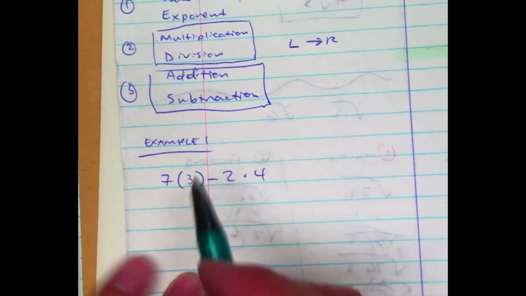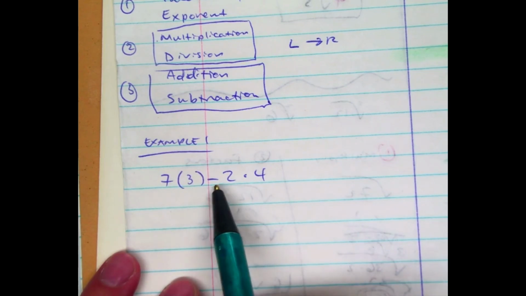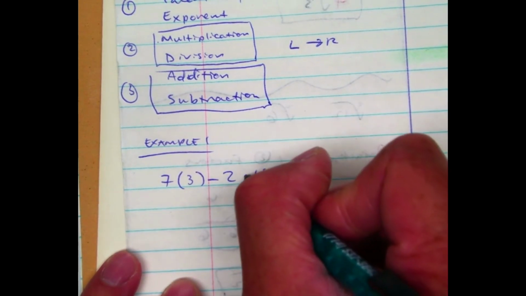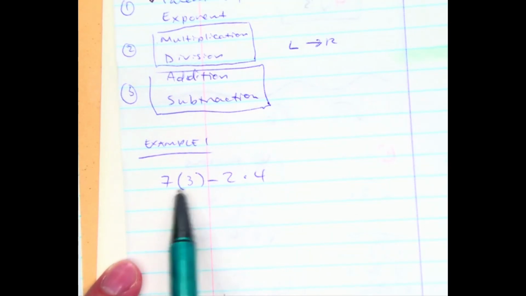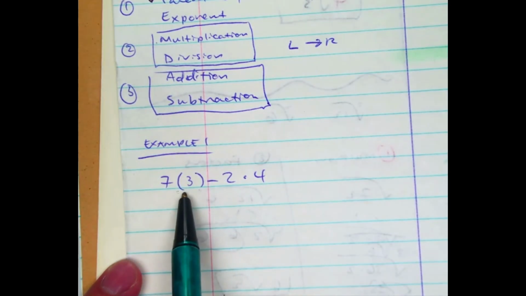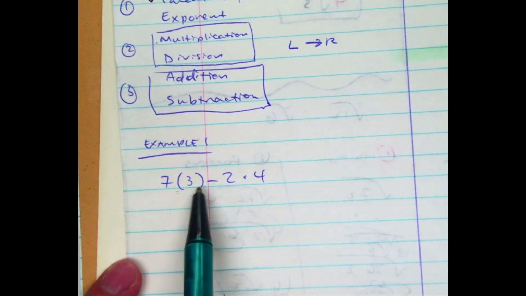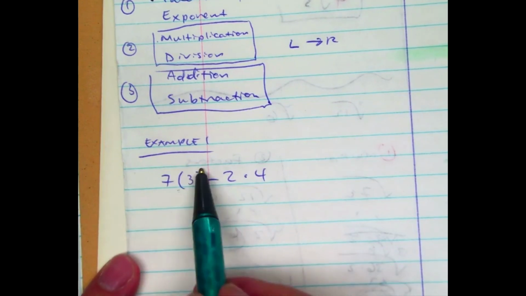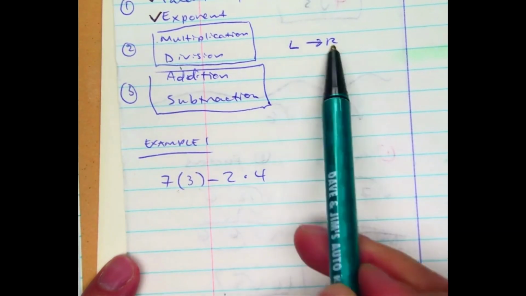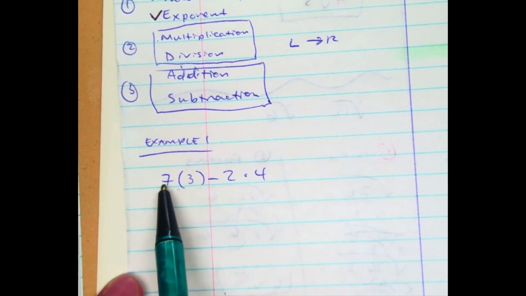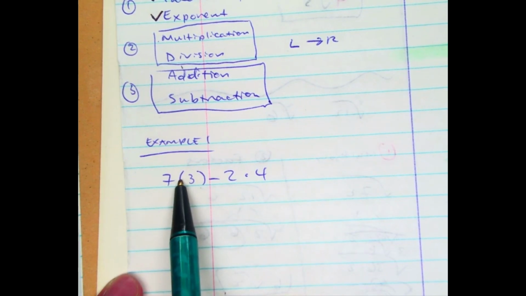Example number 1, 7 parentheses 3 minus 2 times 4. So when you see a dot, that's multiplication. The first thing I'm going to do is go through this and look for any parentheses. Well, I see a set of parentheses, but I don't see any operations inside there, so I don't have to do anything. I don't see any little numbers, so I don't have to do any exponents. Now I'm going to do multiplication and division, but pay attention, I'm doing them as I go from left to right. So I see, going left to right, I see no math operation, therefore that's what?